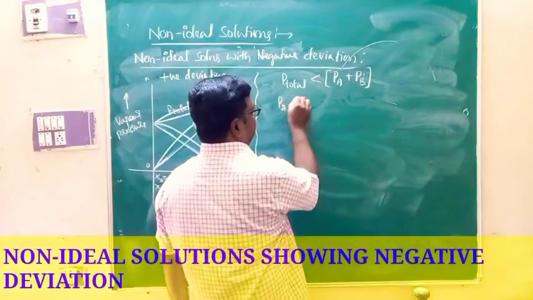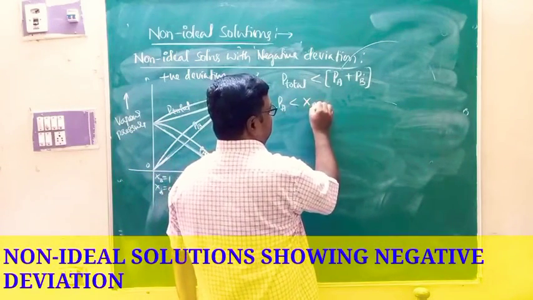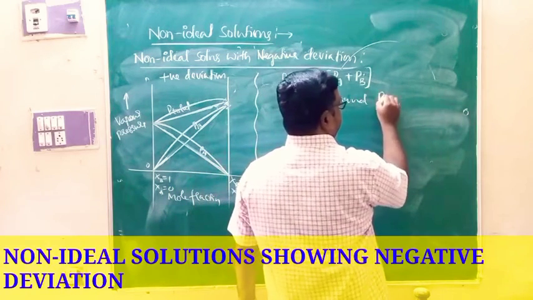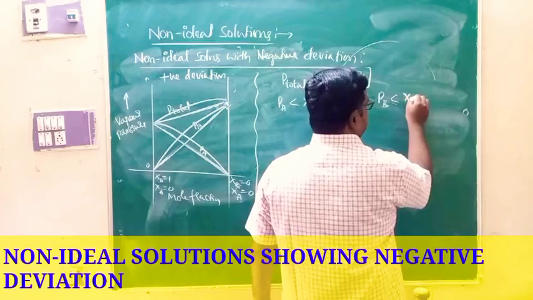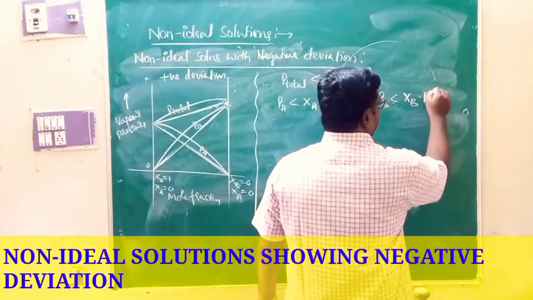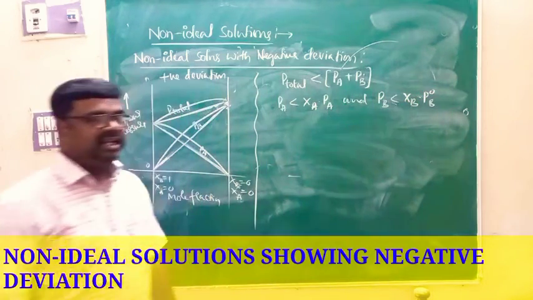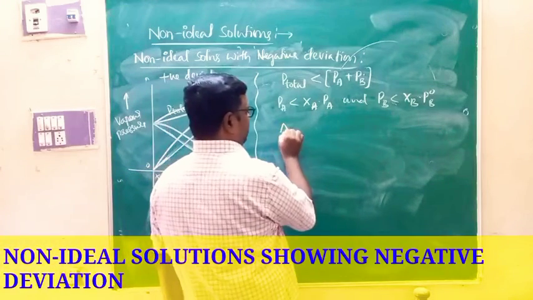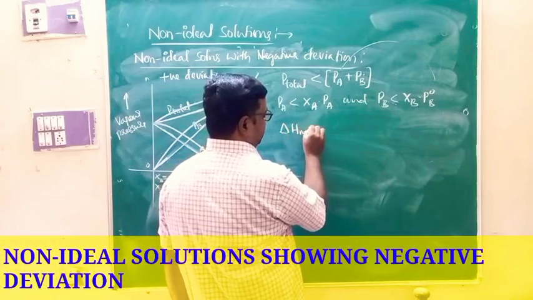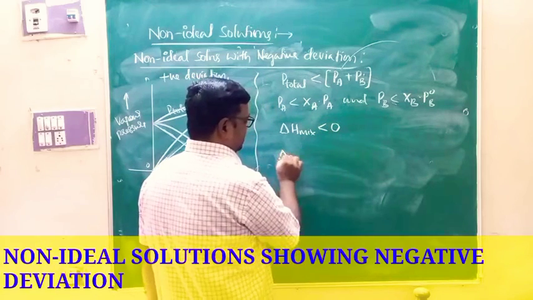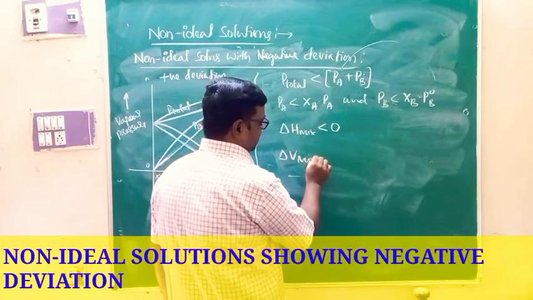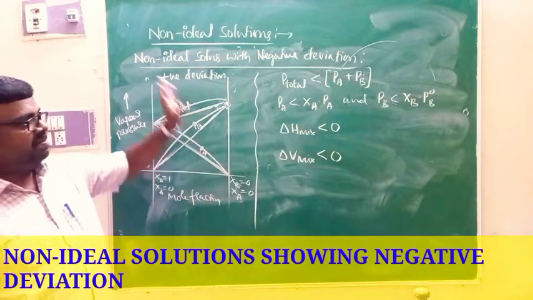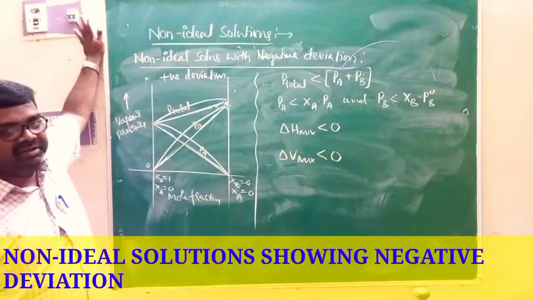In such solutions, PA will be less than XA into P0A, and PB is less than XB into P0B. This is what we call the nature of the non-ideal solution with negative deviation. Similarly, delta H of mixing is negative there, and delta V of mixing is also negative there. This is what we call non-ideal solutions with negative deviation.